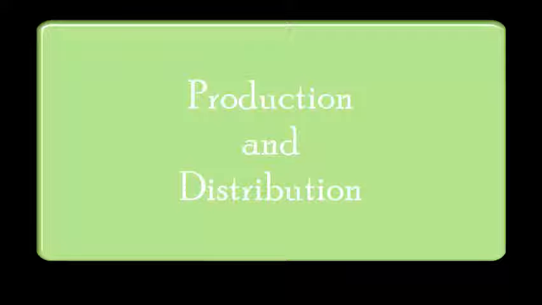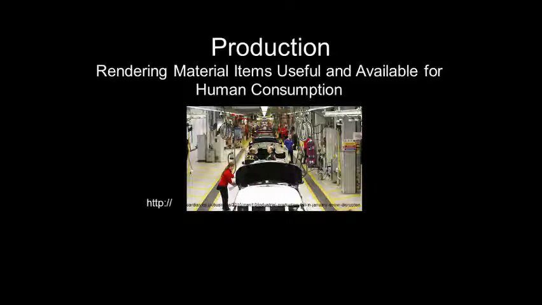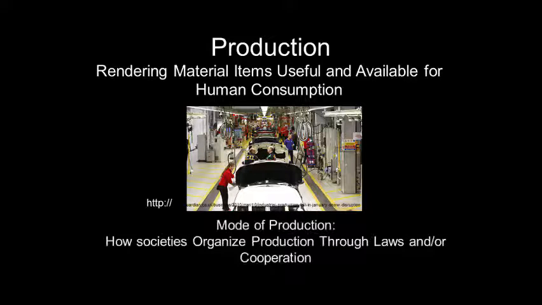So we're going to focus on the two main concepts in economics of production and distribution. And then we'll touch a little bit on exchange. First of all, production. So production is taking raw materials and making them a product, making them useful for people to use. And we're going to talk about the mode of production. We're going to talk about multiple modes of production.